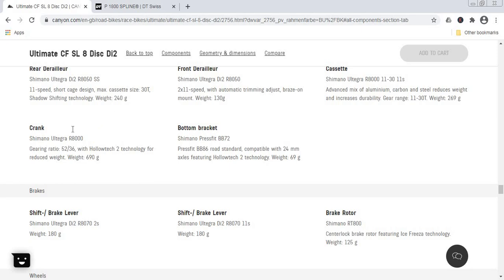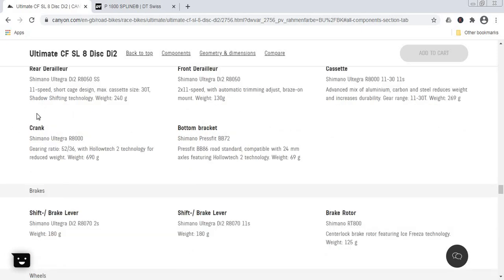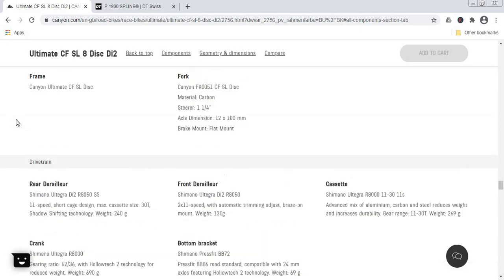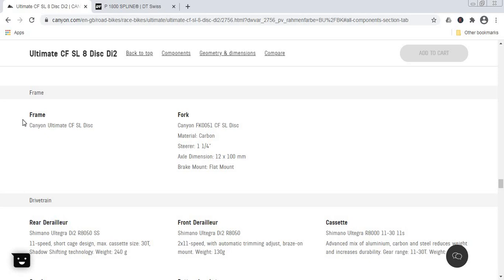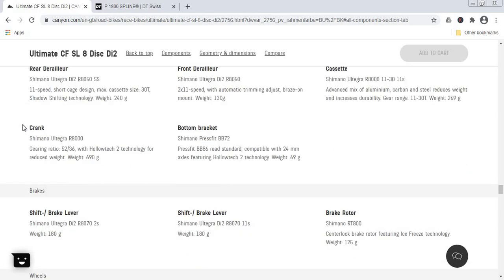And also I'm noticing now that Canyon gives the data for the weight of the components. So for example, rear mech 240 grams, front mech 130 grams, cassette 269 grams, and so on. This is a very nice addition, and I really like that they did it. Although when you look at the frame and the fork, they didn't give the weight of the frame and the fork. They could have given it in, for example, size large, just so you have a feeling.